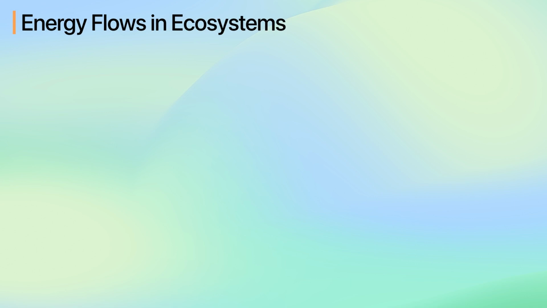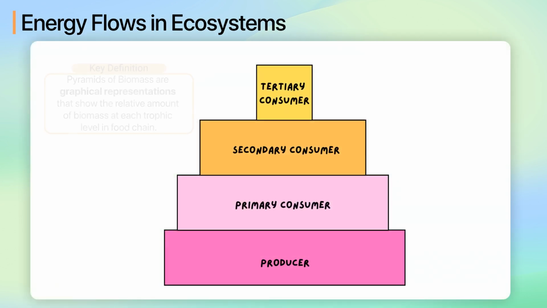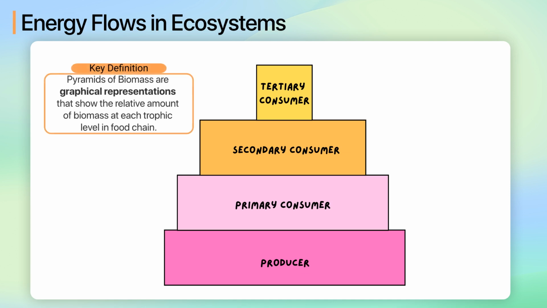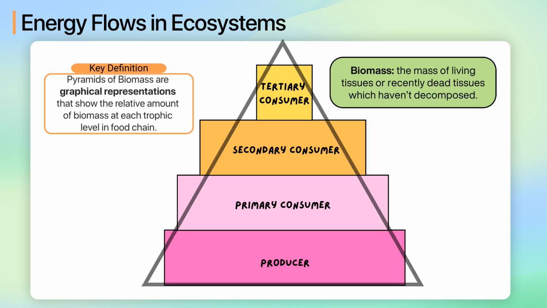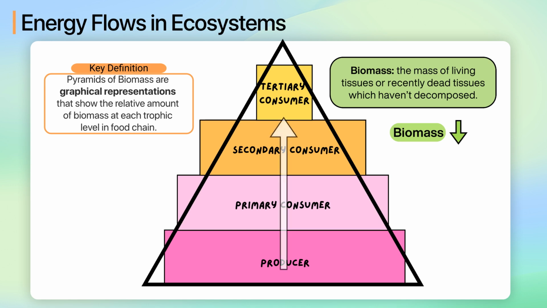Let's start with a quick recap of pyramids of biomass. Pyramids of biomass are graphical representations that show the relative amount of biomass at each trophic level in a food chain. Unlike pyramids of numbers, which simply count the number of organisms, pyramids of biomass show the total mass of living or recently dead organic material present at each level. A key characteristic of pyramids of biomass is that they are pyramid-shaped. This shape shows that biomass decreases at each successive trophic level.